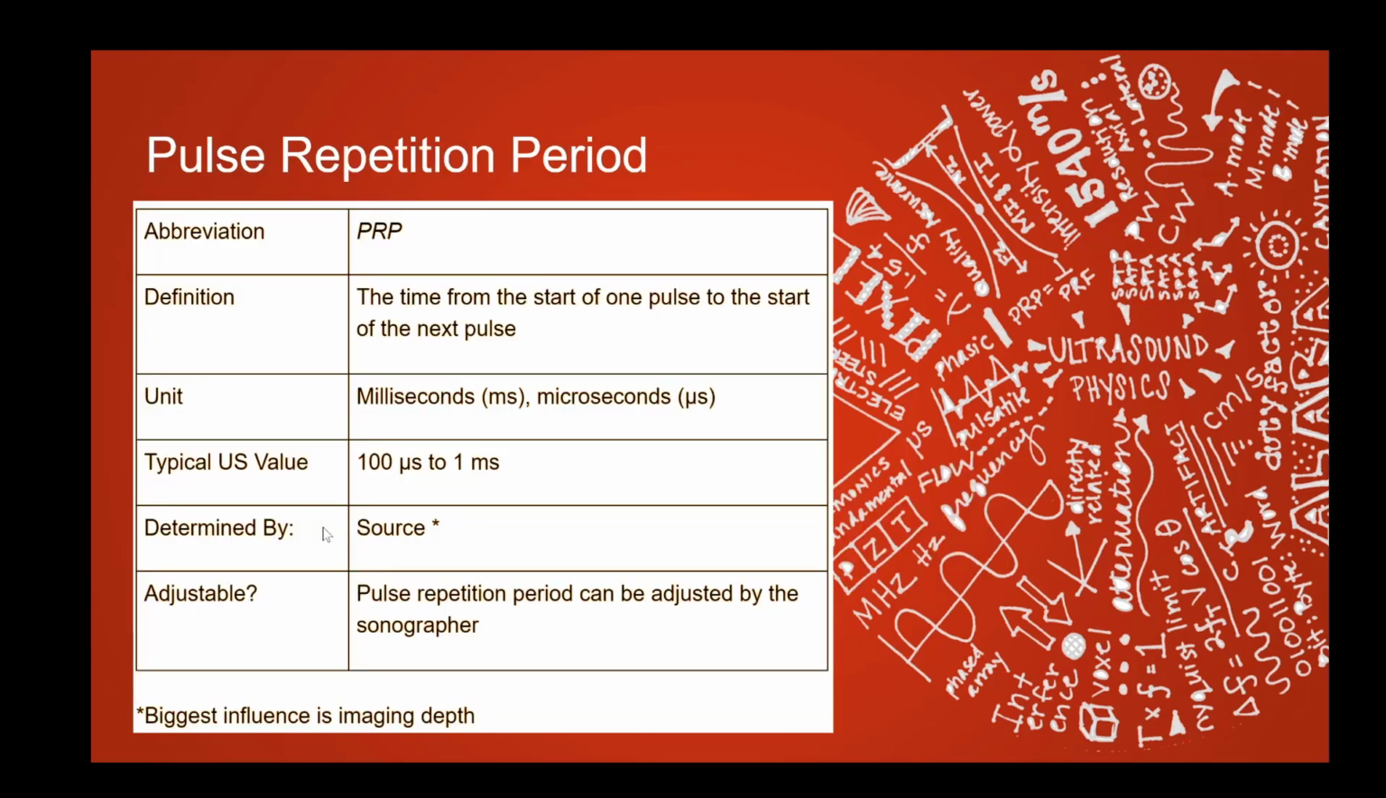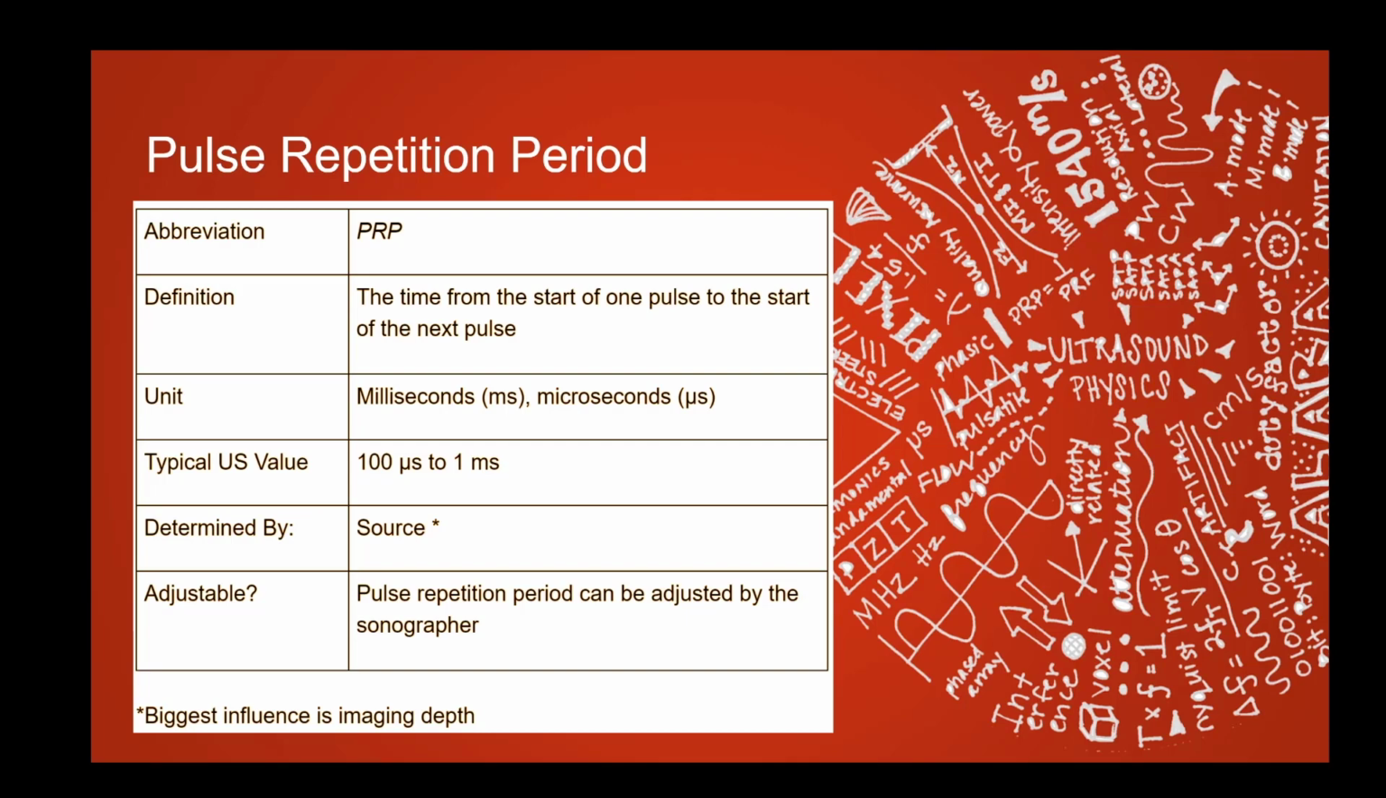All right, our third parameter of pulse waves then is the pulse repetition period. Pulse repetition period is often abbreviated down to PRP, and we define it as the time from the start of one pulse to the start of the next pulse. This is usually going to be measured then in milliseconds or microseconds. Typical value for ultrasound then is going to be 100 microseconds up to 1 millisecond, and this is determined by the source.